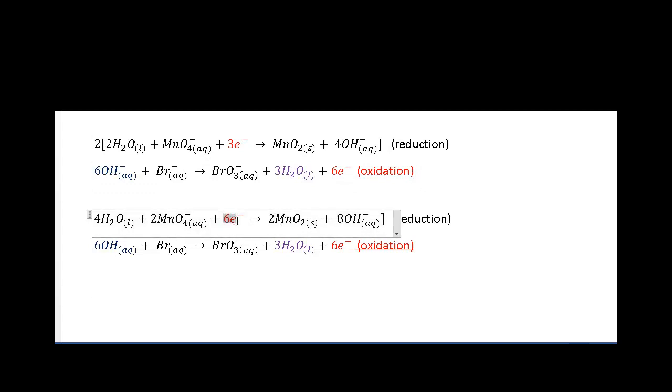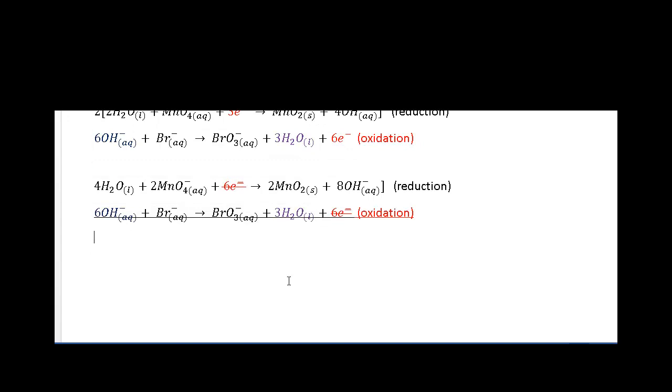And one thing you'll notice here, the most important part of this step, is that the 6 electrons on the reactant side of this half reaction will cancel out with the 6 electrons on the product side of the other half reaction, and we should get our final answer. And make sure at the end it's mass balanced and charge balanced. Before we do that, notice very carefully, the 8 OH minus on the product side cancels out with 6 of the OH minuses on the reactant side, so we're actually left with 2 OH minus.